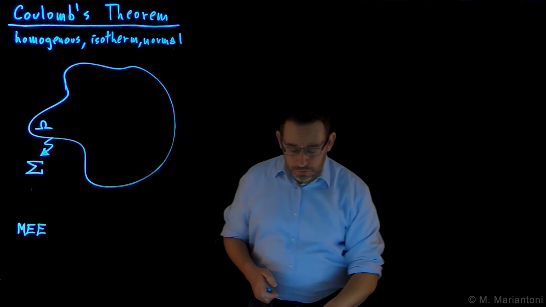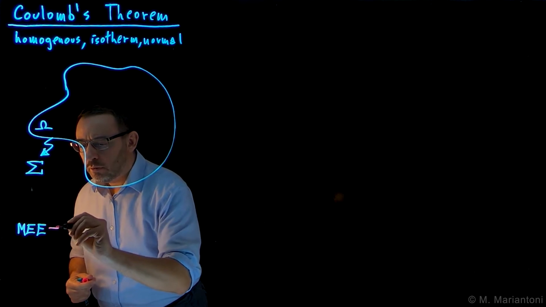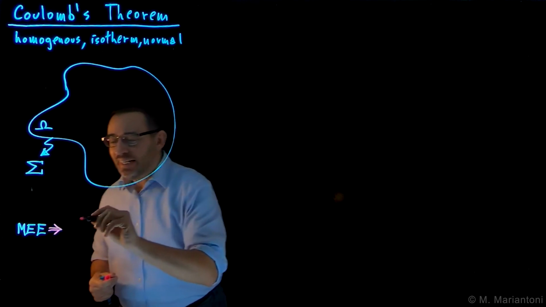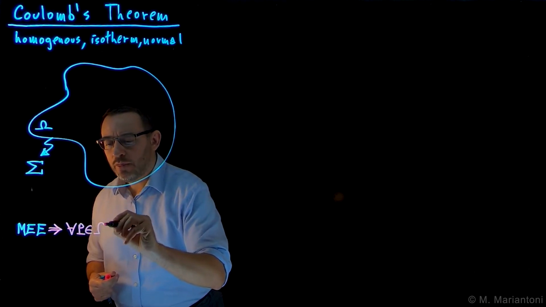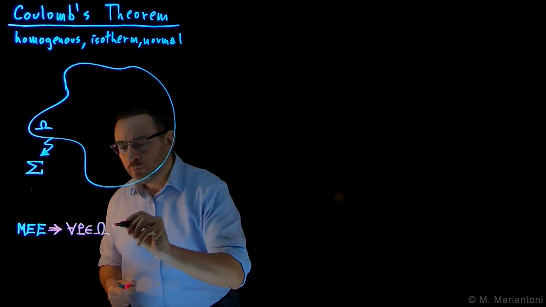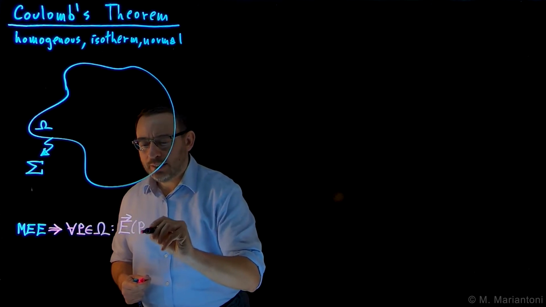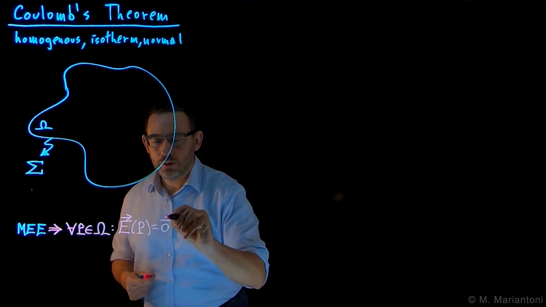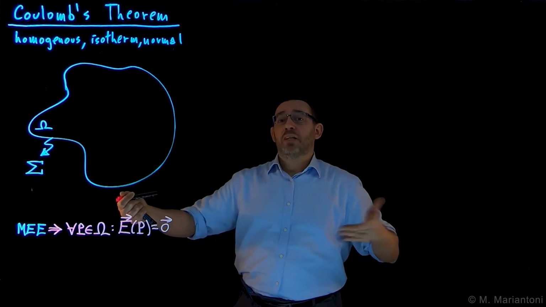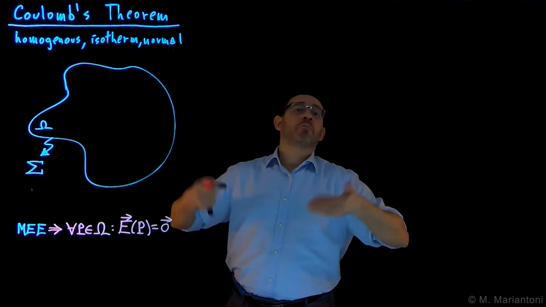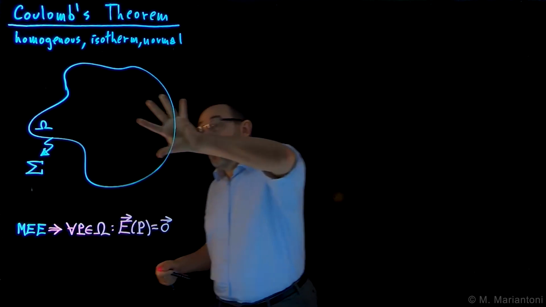A consequence of macroscopic electrostatic equilibrium, as we have seen in the previous video, is that for each point capital P within the volume, the bulk of the object, capital Omega, the total electrostatic field E at such points P has to be identically equal to 0. Again, even if there is an external electrostatic field, if we wait long enough, that is much longer than a typical transient time of femtoseconds, this is what happens in macroscopic electrostatic equilibrium. E is equal to 0 within the object.